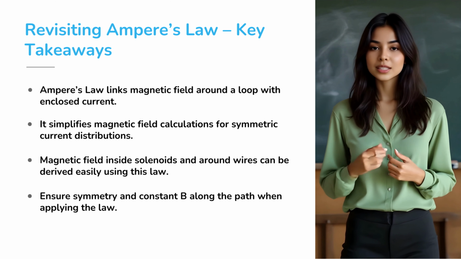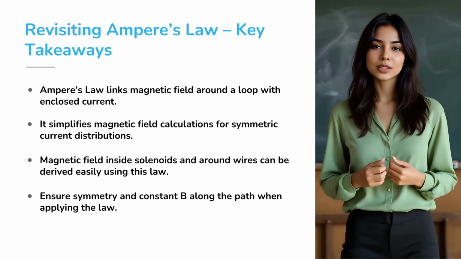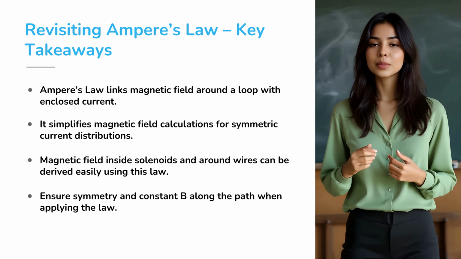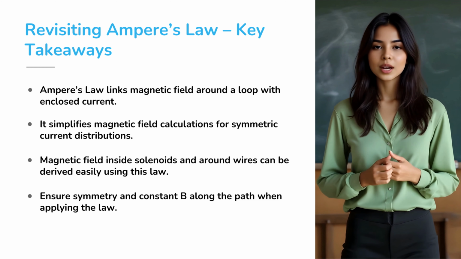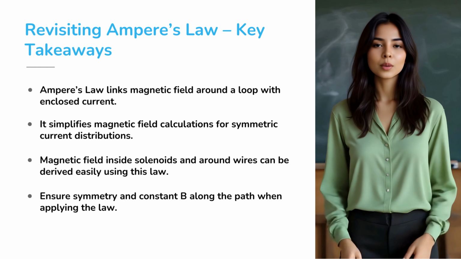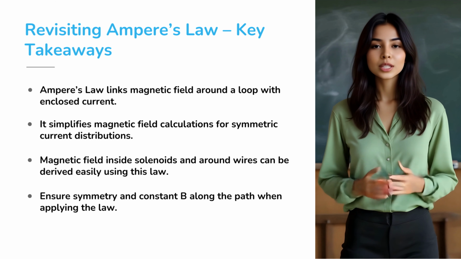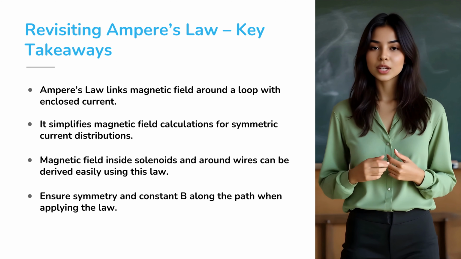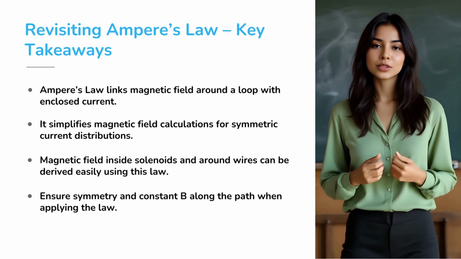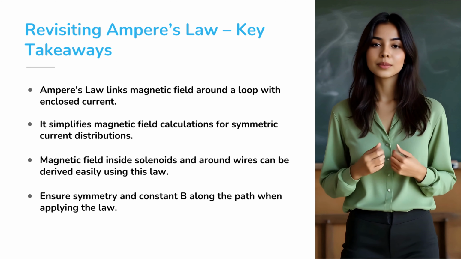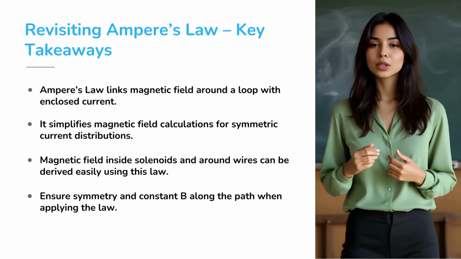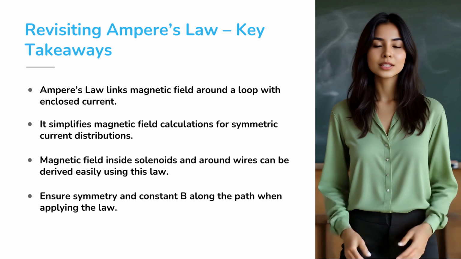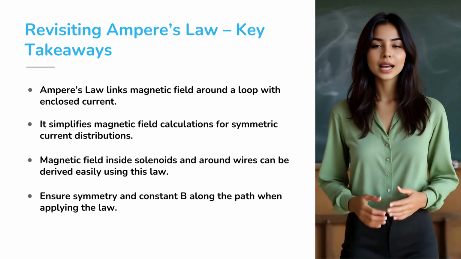It gives us a direct link between current and the magnetic field it produces around a closed loop. But the magic lies in symmetry. We used it to derive the magnetic field for a long wire, where B falls with distance, and for solenoids, where B stays constant and strong inside. The law shines brightest when magnetic field lines follow a neat, predictable path. So to sum up, whenever you're faced with a symmetrical current distribution, think Ampere. It'll save you time and show the beauty of physics in action.